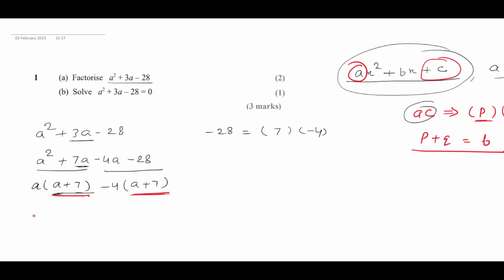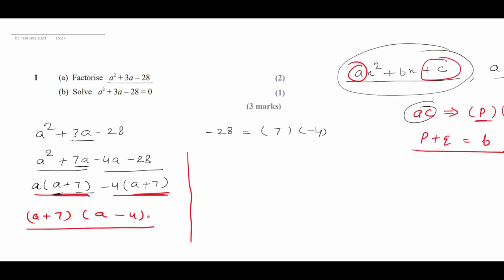Okay, now this a plus 7, you can say that a plus 7 is now common here as well as here. So I will take a plus 7 common. Now when I take a plus 7 common, again the same rule I will apply, that a times a plus 7 I divide by a plus 7. So I will get a over here and minus 4 over here. Okay, so this is my factorization of a square plus 3a minus 28.